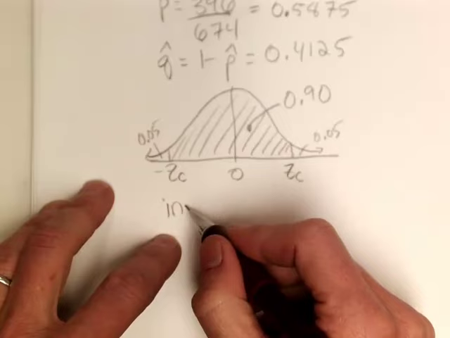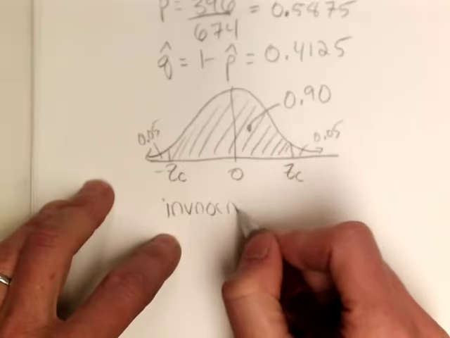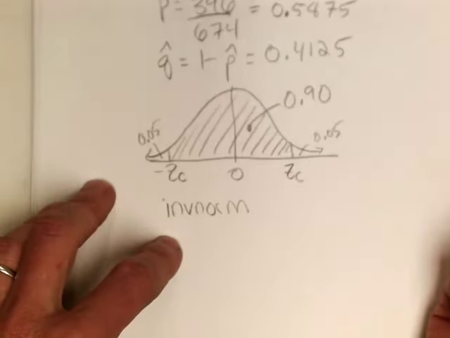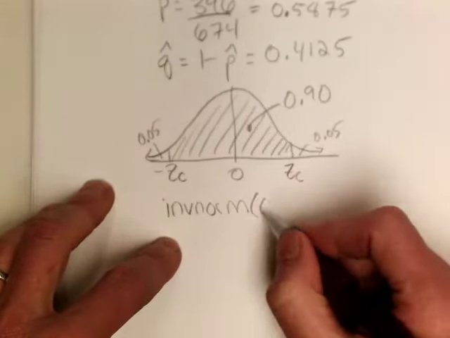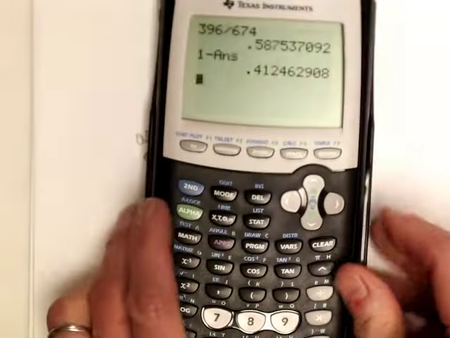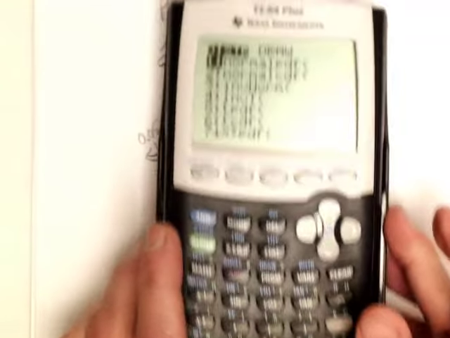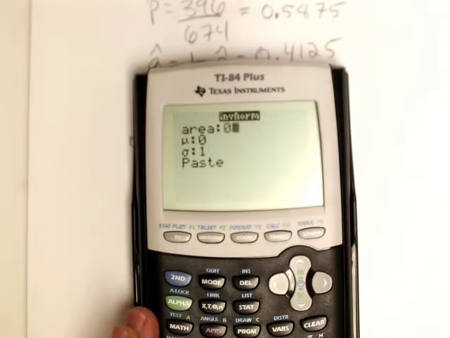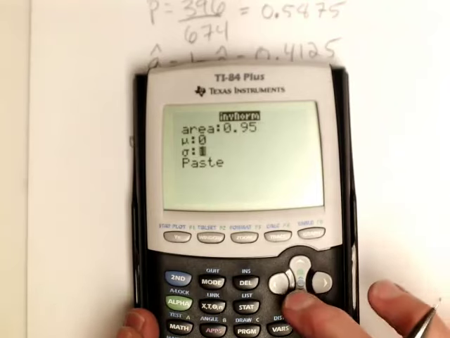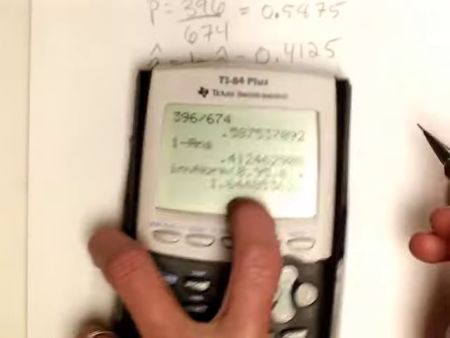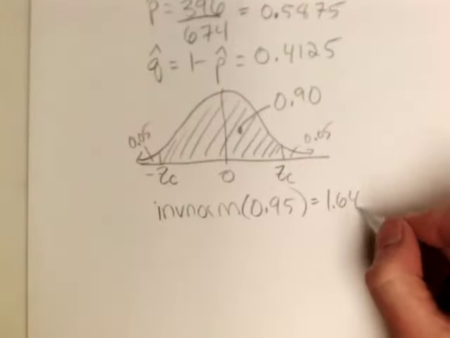So I could go inverse norm. Again, this is nothing new at this point. We did this in section 6.1, and also in chapter 5. So inverse norm 0.95. I want to go to my distribution menu and select inverse norm. It's expecting a cumulative area of 0.95. So I have a critical value of 1.645.